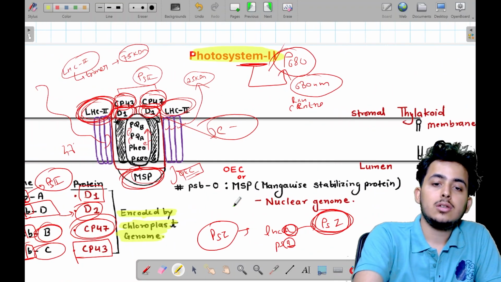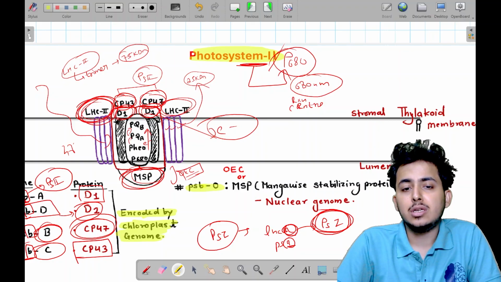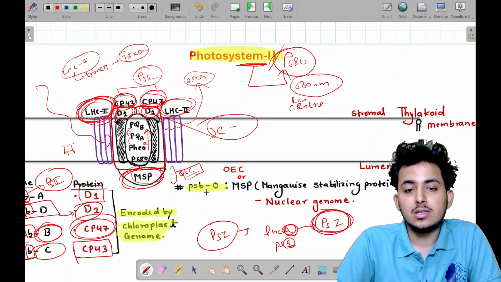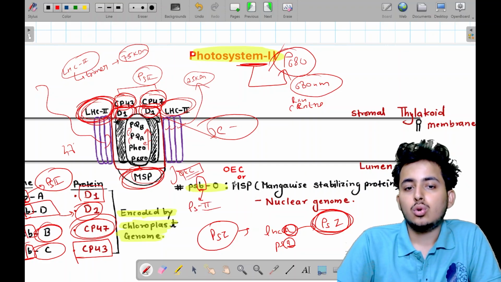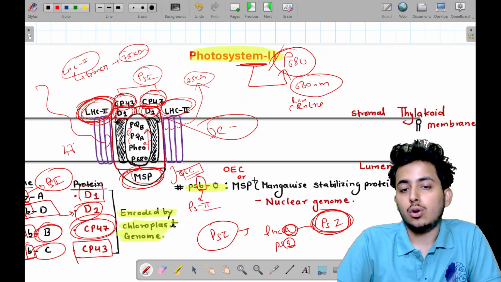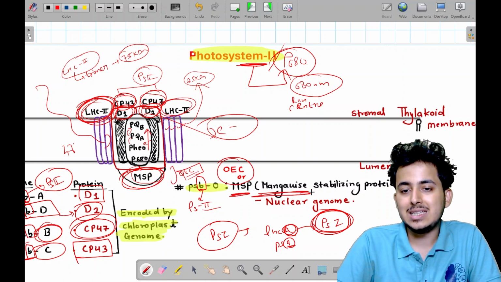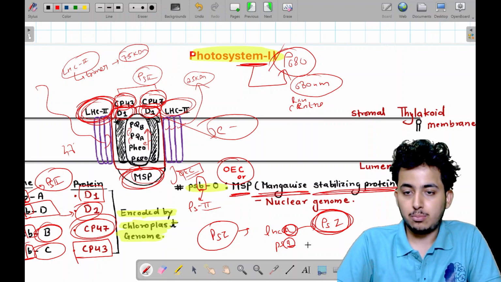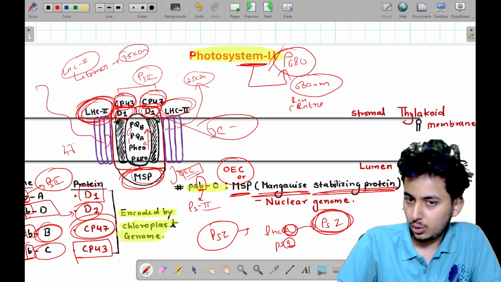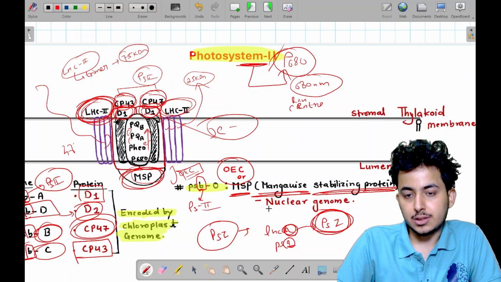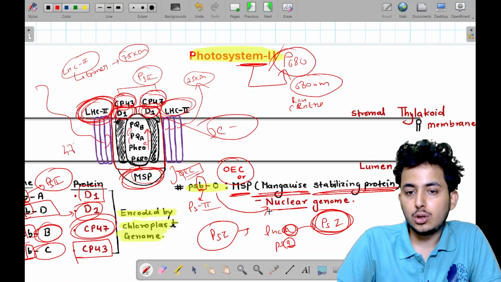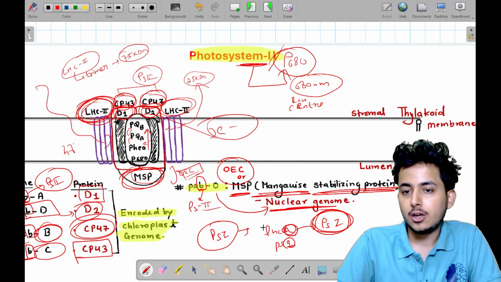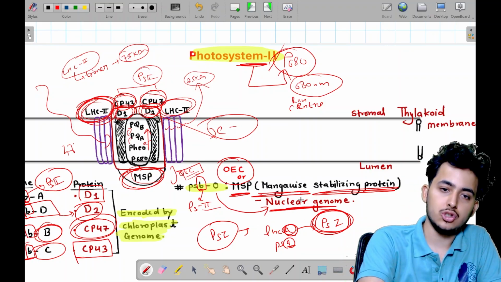But there is another gene, PSBO. Again, you can see there is a B, that means PS2. So this codes for the oxygen evolving complex, or MSP, that is the manganese stabilizing protein. So that is basically this gene. It is coded by the nuclear genome.